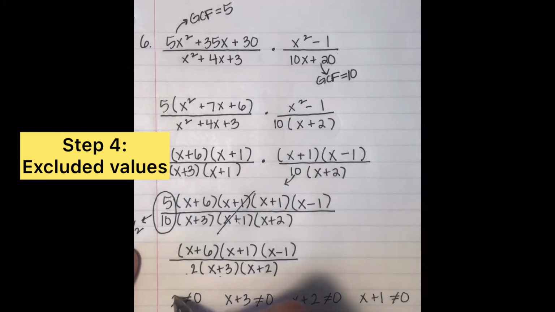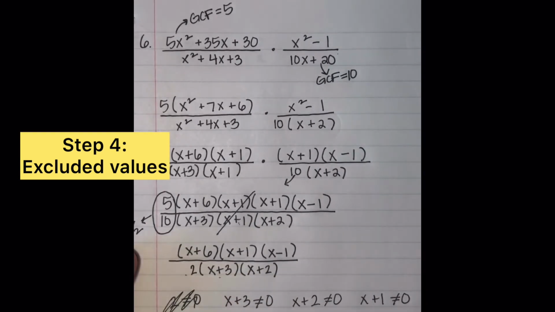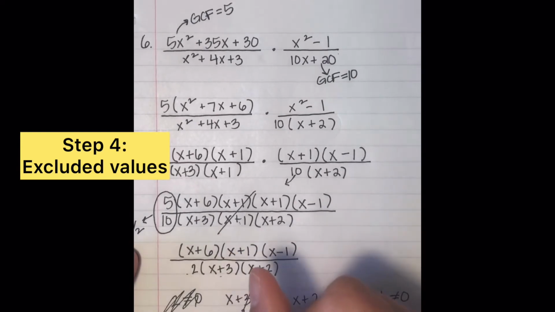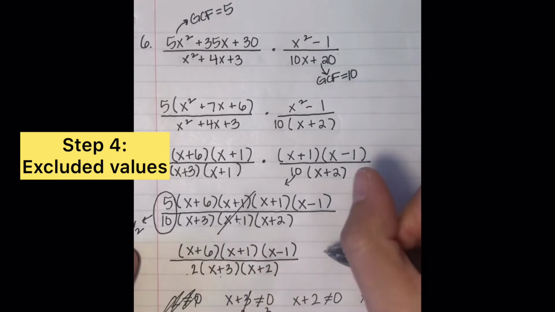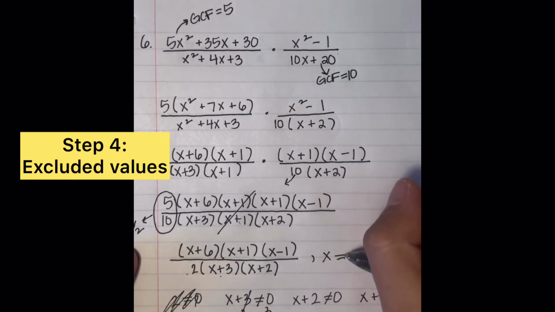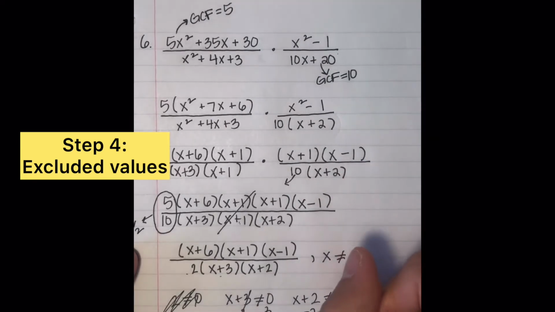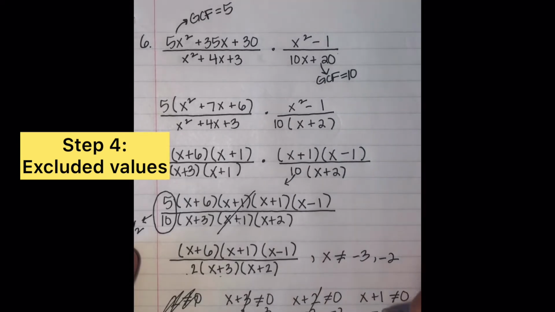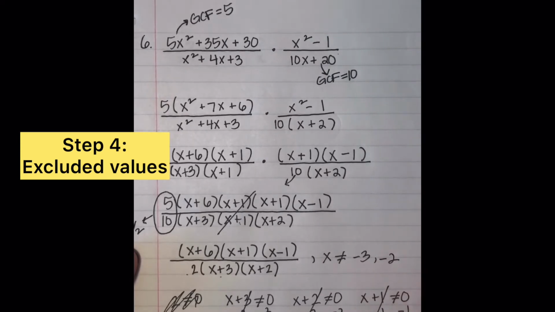All right, this one doesn't really make sense. It's good to always write the GCF though. And then here, minus 3. x cannot be negative 3, so I'm going to include that in my answer. Minus 2. x cannot be negative 2. I'm going to include that in my answer. Minus 1. x cannot be negative 1.